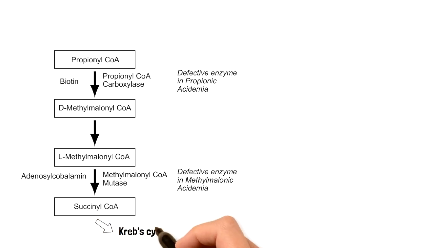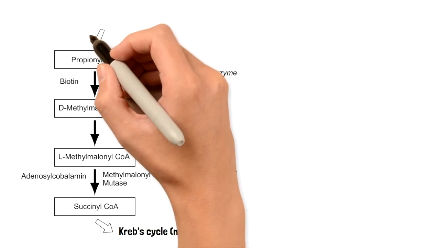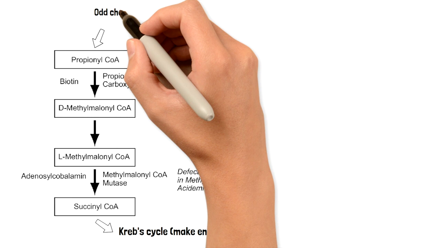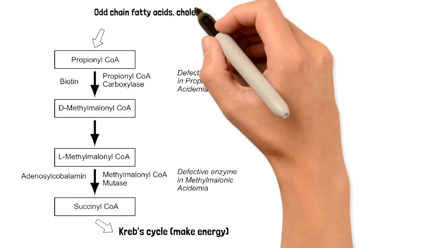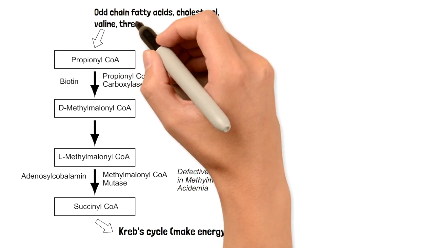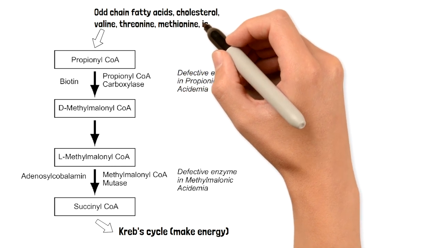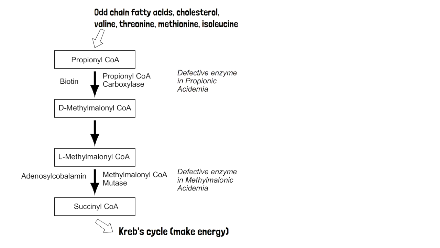Now that we know that, we can add a little bit more information. What this overall pathway is going to produce is energy for the Krebs cycle, so that the cell can use it. Now, the substrates that start this pathway are going to be several things. So odd-chain fatty acids, cholesterol, valine, threonine, methionine, isoleucine.